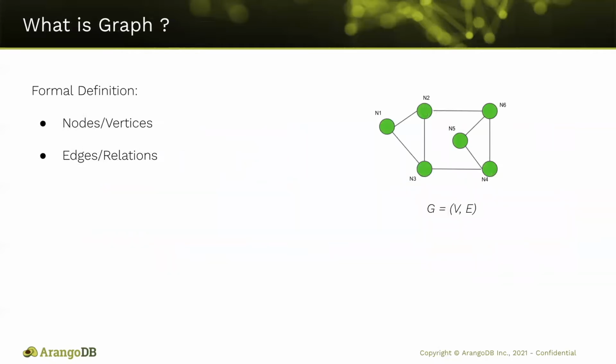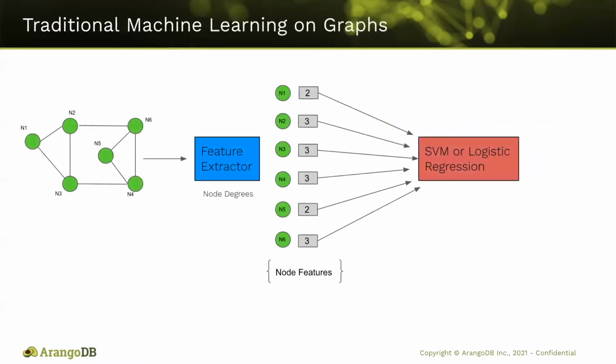Now, what is the formal definition of a graph? We can define a graph as a data structure made up of nodes and edges. Edges describe a relationship between two node entities based on some measure. And mathematically, we can define it as G equals (V, E), which means the set of vertices and edges present inside the graph.